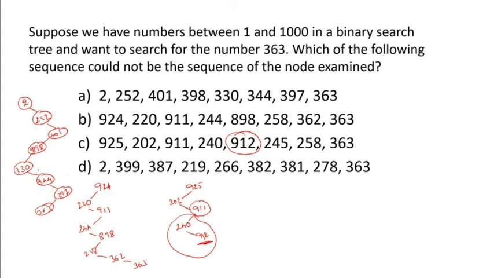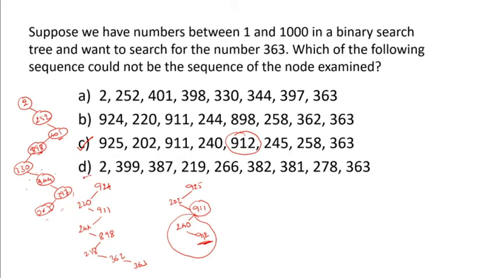If you look at any other nodes, all the values here should be less than 398. If you take 401, all the values here will be less than 401. If you look here, all the values will be greater than 330, right? This way you should ensure that all the values are within a particular range. So the answer here will be C, because you cannot have 912 to the left of 911.